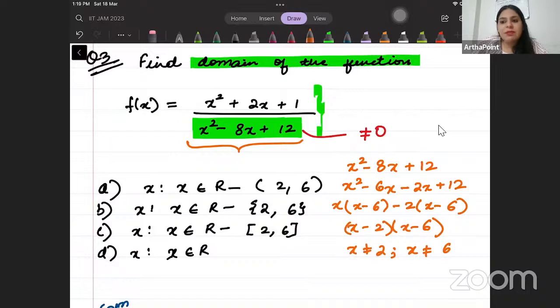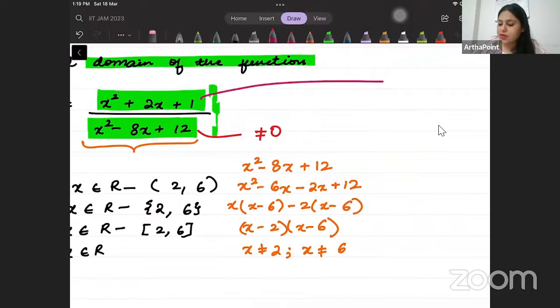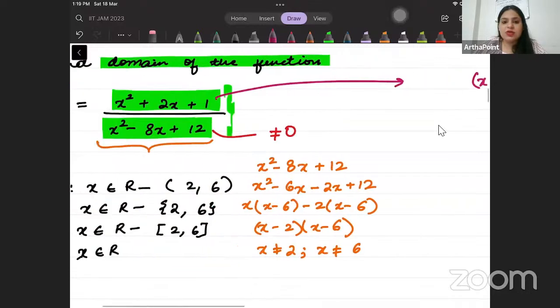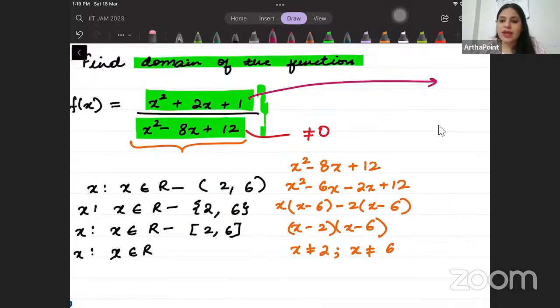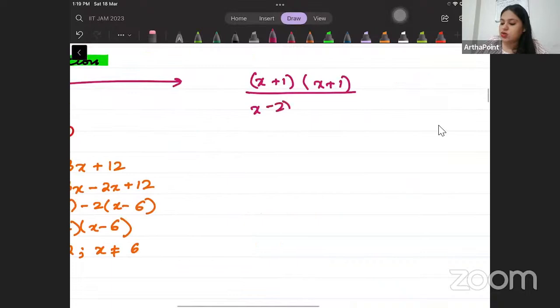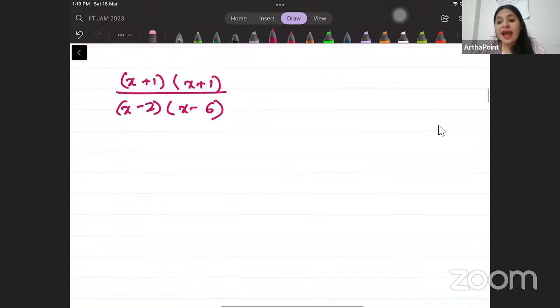Sometimes it may become a little tricky. Suppose the numerator. Now, if you look at the numerator, the numerator is actually x plus 1 whole square, isn't it? Because it is x square plus 2x plus 1. So this is just (x plus 1) into (x plus 1). And the denominator is (x minus 2) into (x minus 6). But sometimes you may have the numerator like this: x square minus 36, and the denominator will be the same.